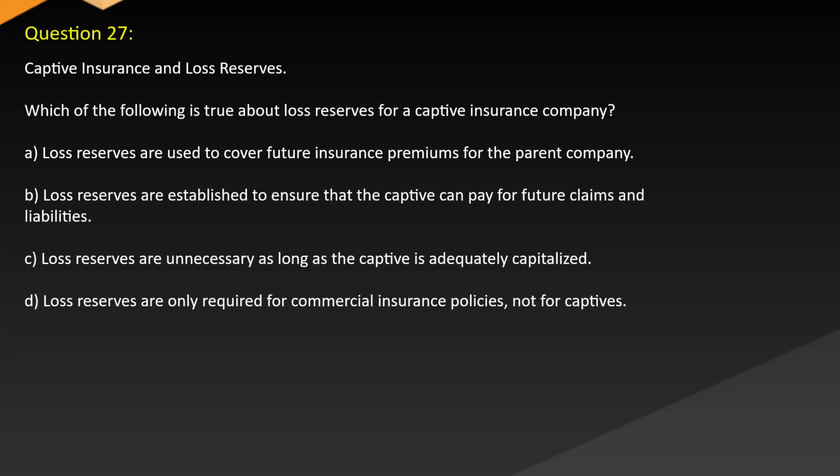Which of the following is true about loss reserves for a captive insurance company? A. Loss reserves are used to cover future insurance premiums for the parent company. B. Loss reserves are established to ensure that the captive can pay for future claims and liabilities. C. Loss reserves are unnecessary as long as the captive is adequately capitalized. D. Loss reserves are only required for commercial insurance policies, not for captives.